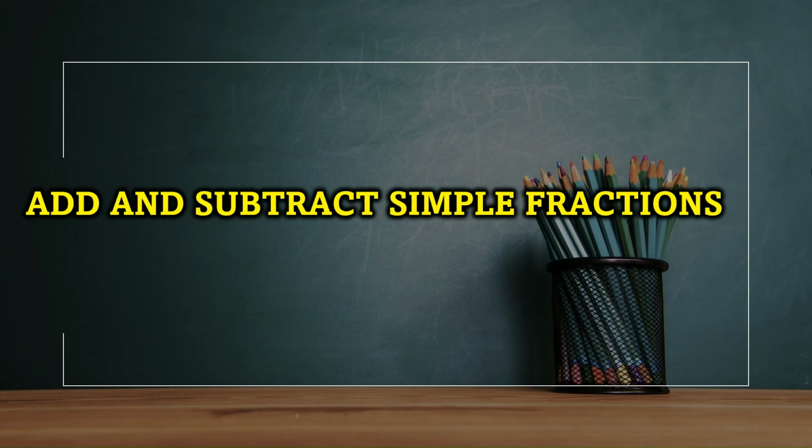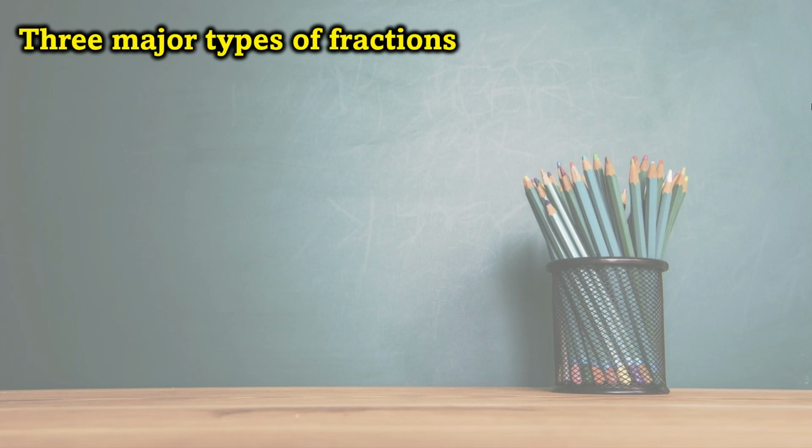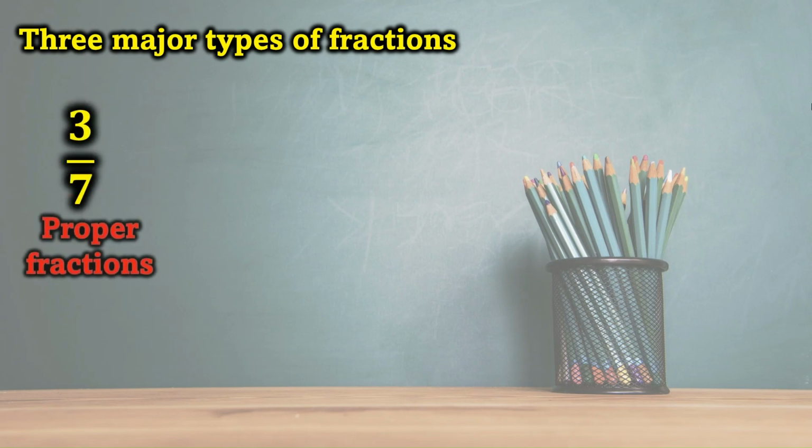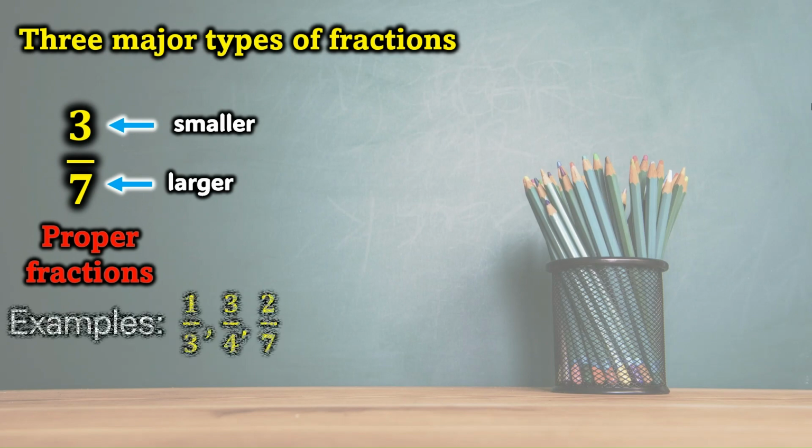Today we will learn about adding and subtracting simple fractions without or with regrouping. Come, let's learn together. There are three major types of fractions. We can define the three types of fractions as proper fractions, example, 3/7, in which the numerator is less than the denominator. Some examples like 1/3, 3/4, 2/7 are considered proper fractions.